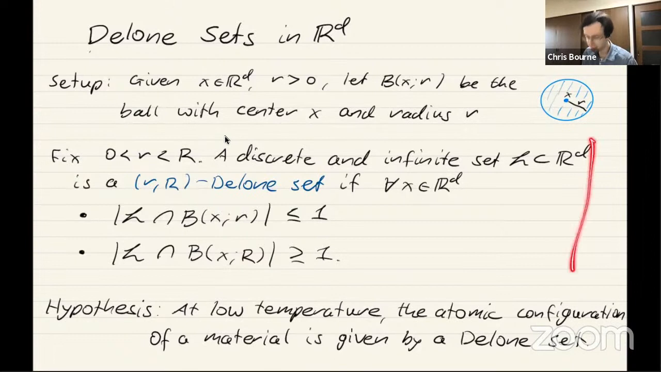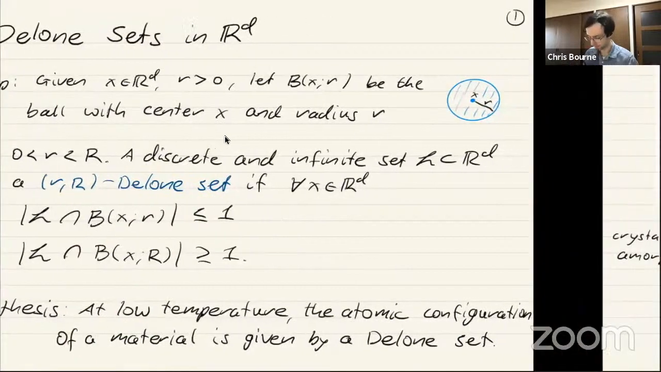So this is the main hypothesis that we're going to have. A working idea is that if you think about a material and its atomic configuration, at least at low temperatures, you would expect the atomic layout of this material to roughly be one of these Delone sets. Materials are not really infinite, but if you'll allow me to also assume some kind of infinite condition as well. Okay, that's just the definition.